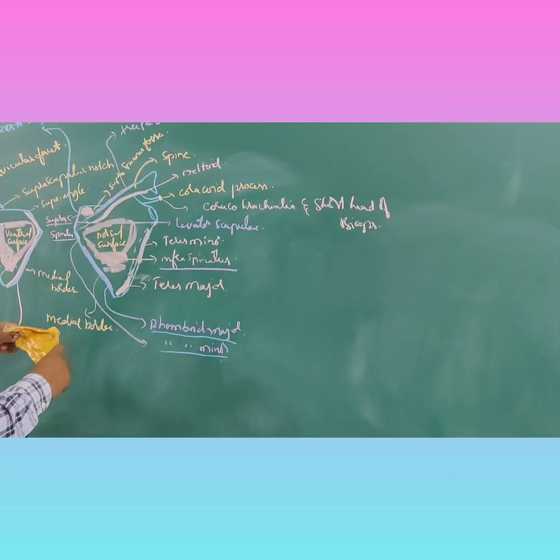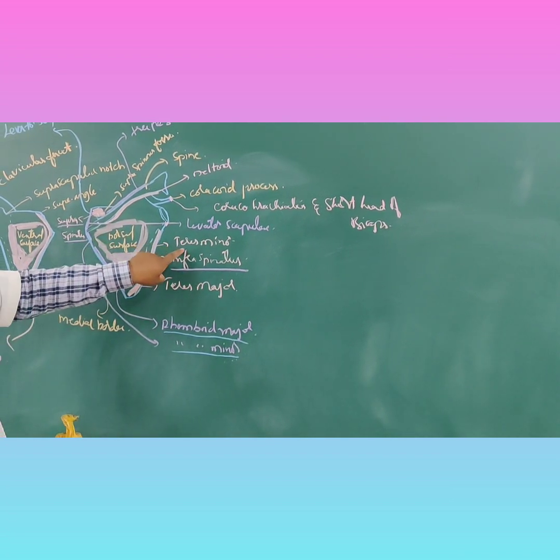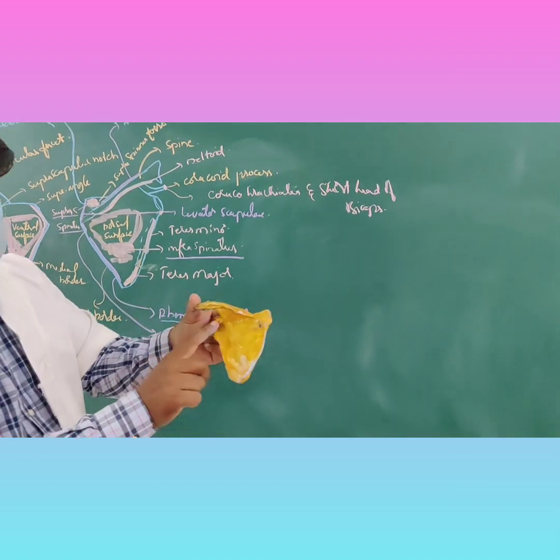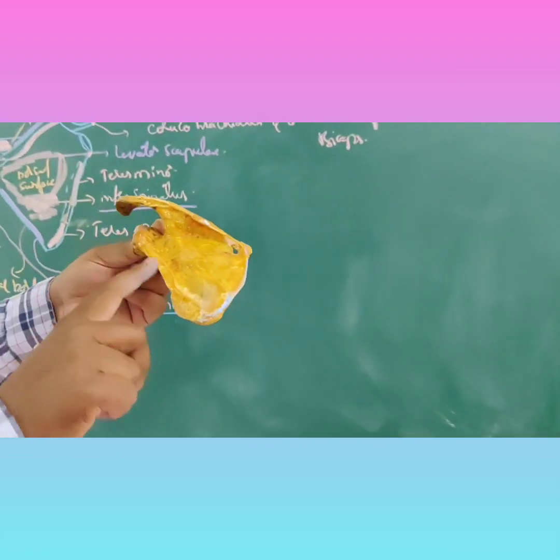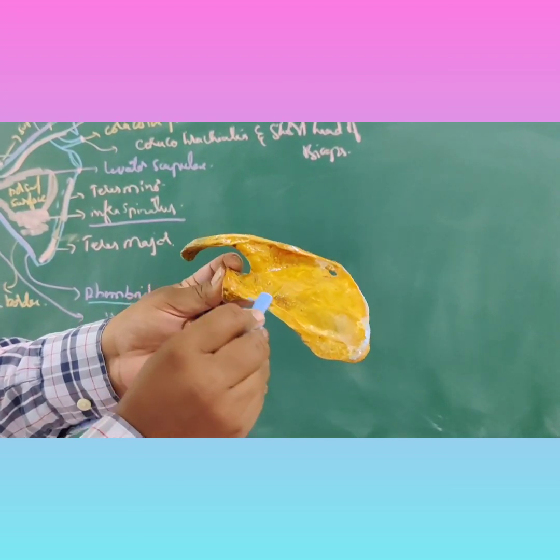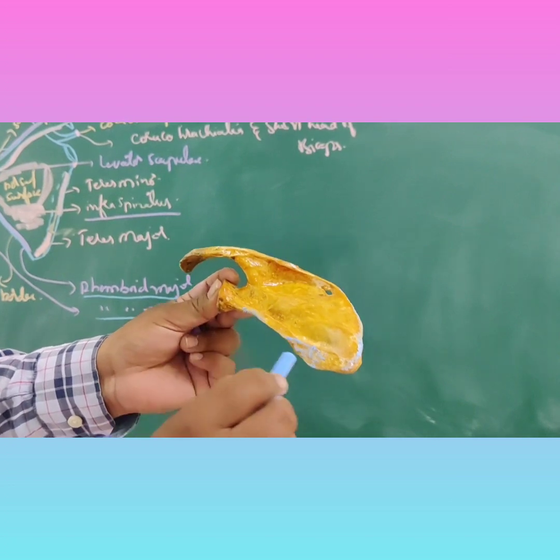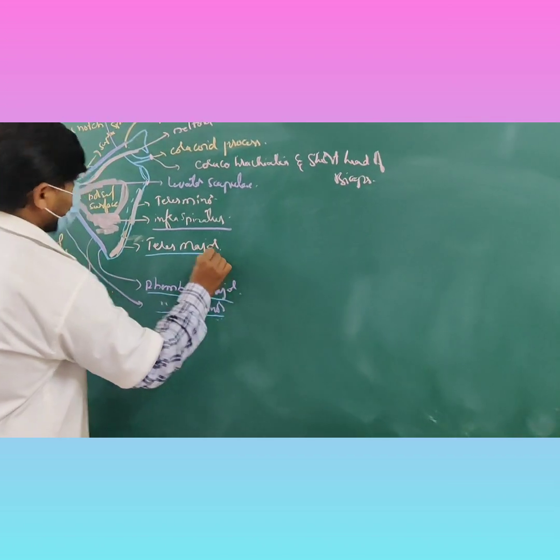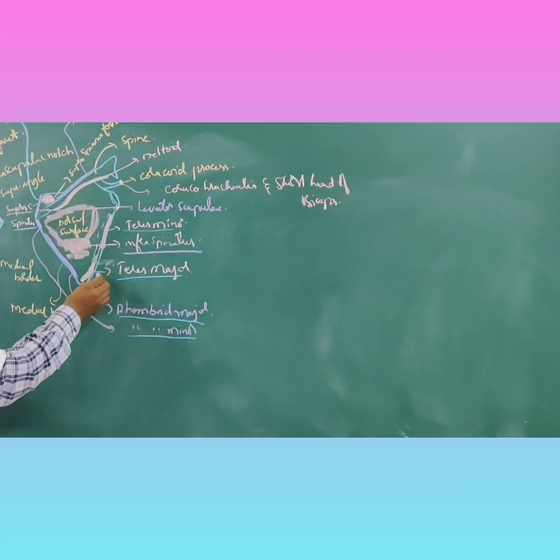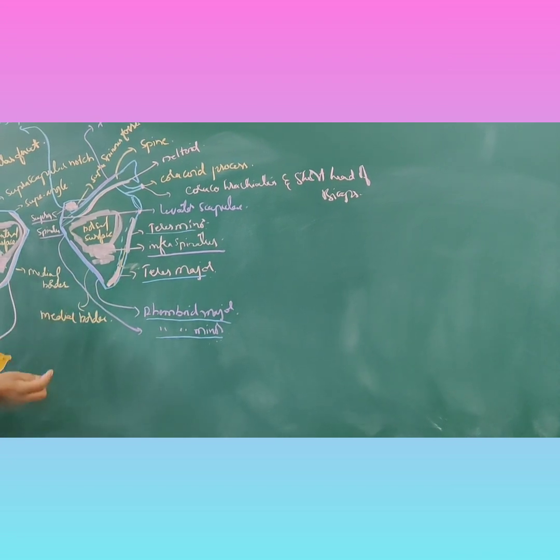The lateral border gives origin to the teres minor first, right? The lateral border on the dorsal surface gives origin to the teres minor here. The next, the teres major. The teres major and teres minor muscles originate from the lateral border. Lateral border is also known as the axillary border.